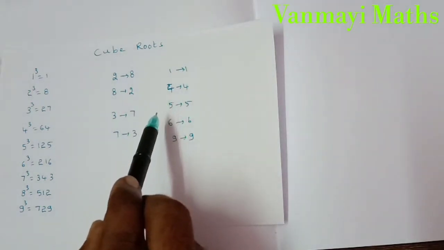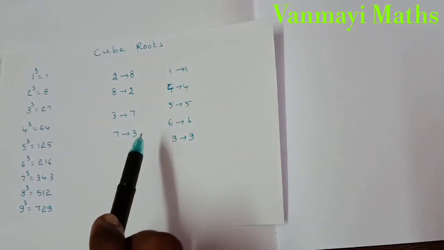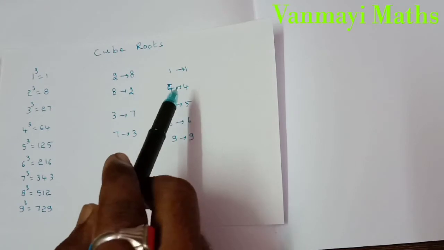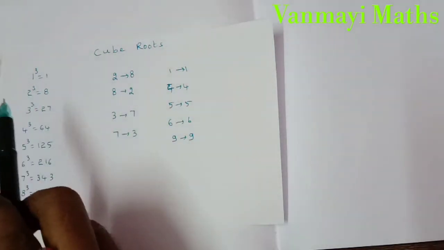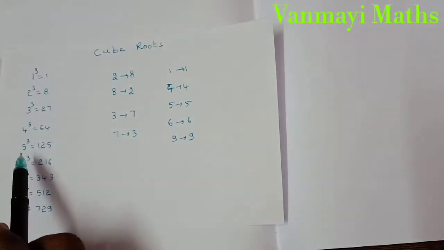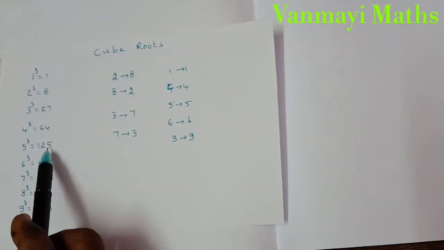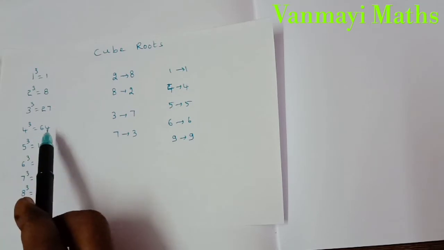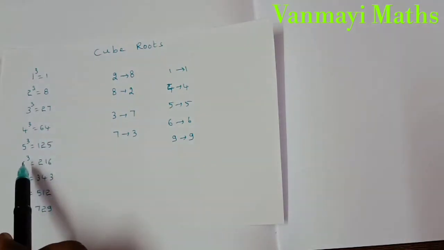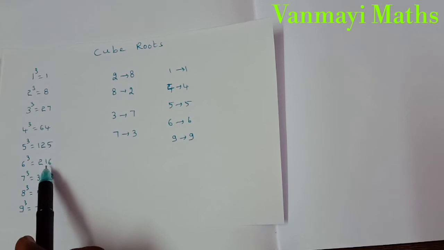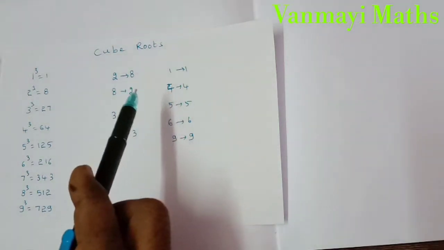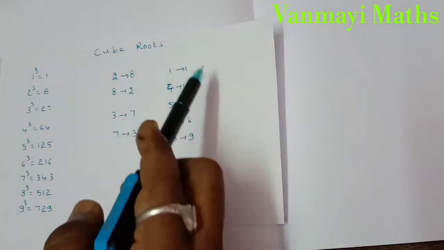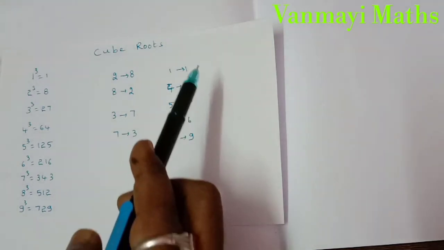When you observe the cubes of 1, 4, 5, 6, 9, the unit digit will be 1, 4, 5, 6, 9, the number itself. So 1 cube is nothing but 1. 5 cube is 125, so unit digit is 5. 4 cube 64, unit digit is 4. 6 cube 216, unit digit is 6. In the same way 9 cube 729 and unit digit is 9. So for 1, 4, 5, 6, 9, the unit digit in the cube will be the same.